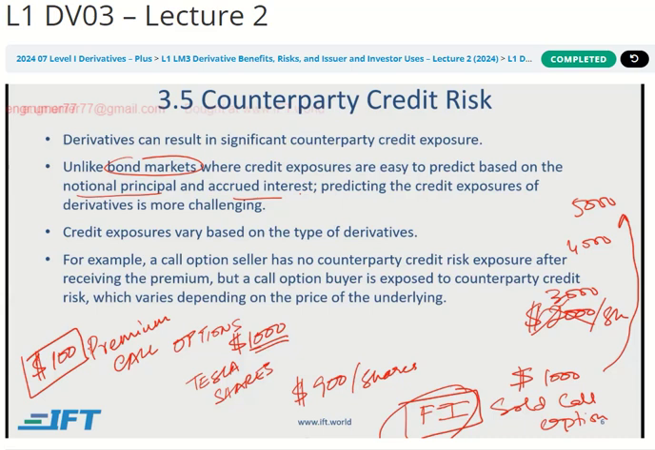But with derivatives, for example, a call option seller has no counterparty risk after receiving the premium. They have received the premium from us, so they have no risk, but we have the risk. The call option buyer is exposed to counterparty credit risk, which varies depending on the price of the underlying. So if the price of the underlying is going up, our risk is going up.